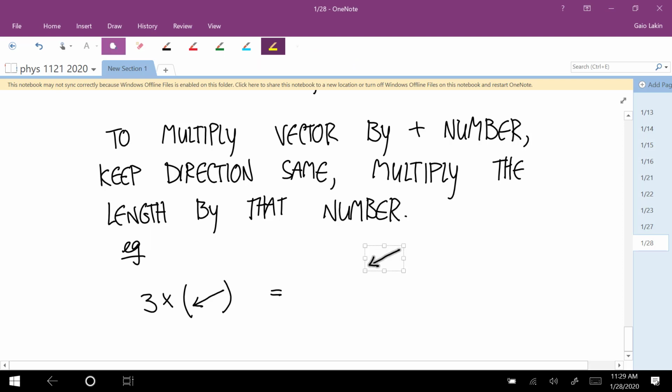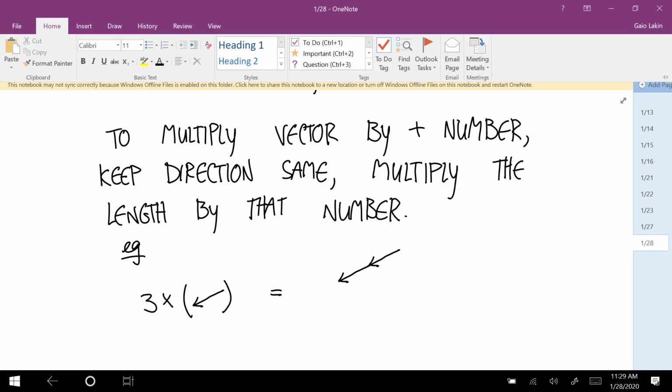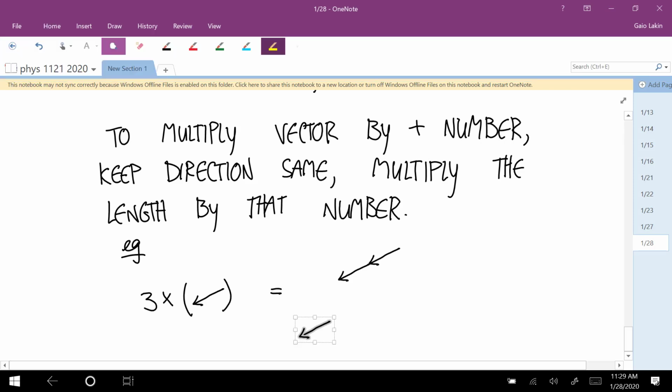Okay, so there's 1, 2, 3. And so the resultant vector is just this. Okay, keeps the same direction. The length changes by 3. Can you make vectors shorter by multiplying by a number? Yeah, the number just has to be less than 1.